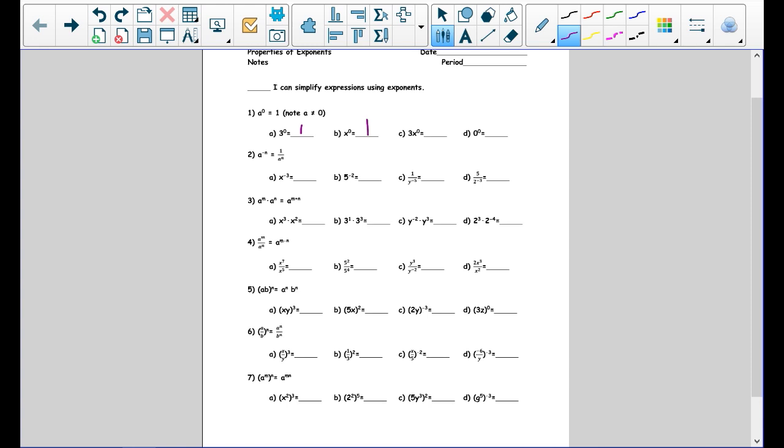Now remember, here's what we've got to remember. The exponent only acts on what's directly in front. So in this case, the exponent of 0 only acts on that x. So that x is 1, and then 3 times 1 gives me 3 in that case.